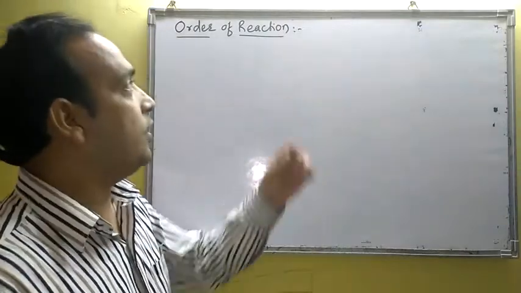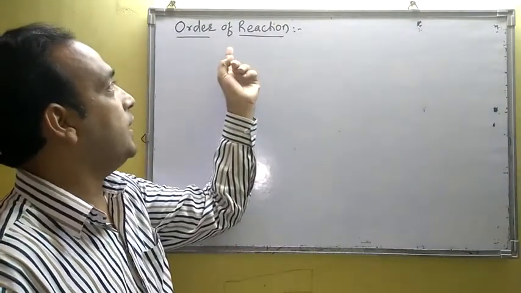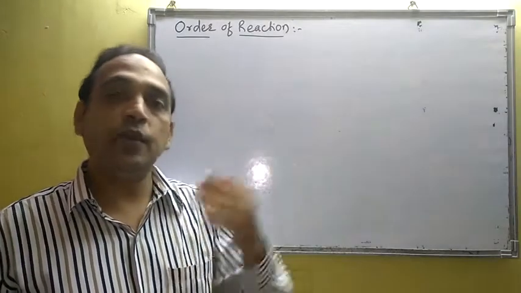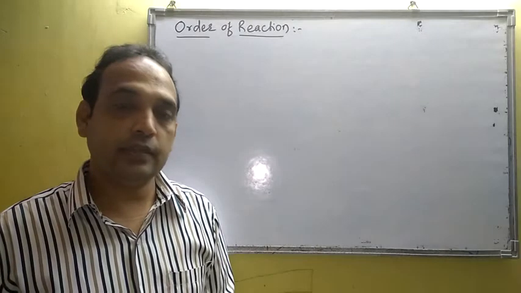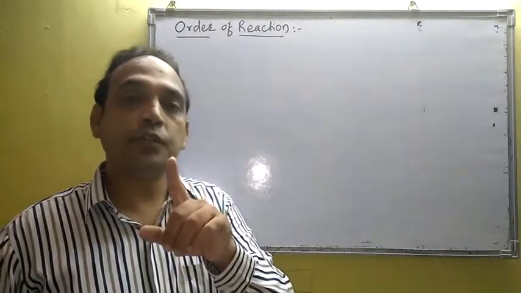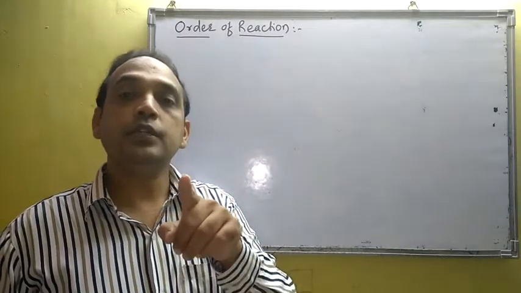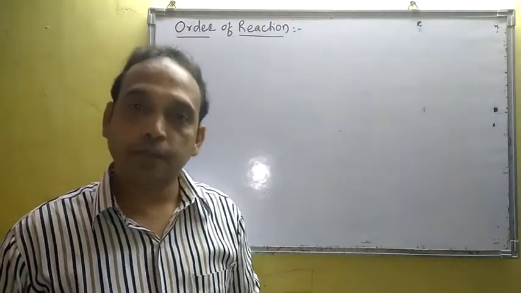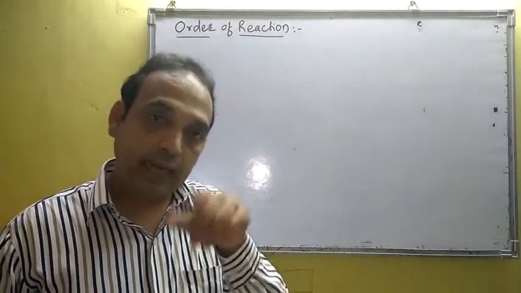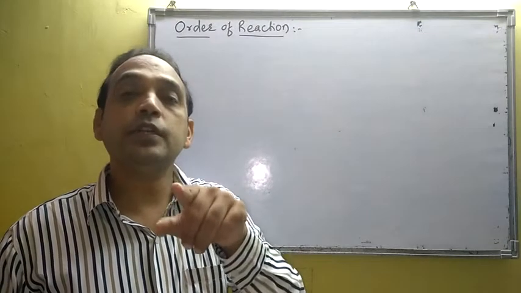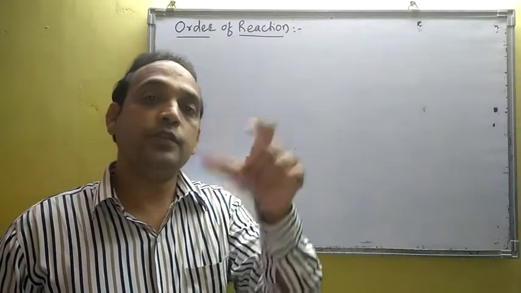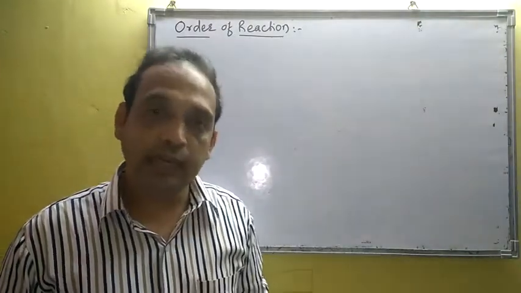Now, the third point of this topic, we are going to start order of reaction, and order of reaction is related to rate law. Now, what is rate law? The rate of reaction depends upon the concentration of only the reacting species. The rate of reaction is directly proportional to the molar concentration of the reacting species, raised to some power. This is called rate law.